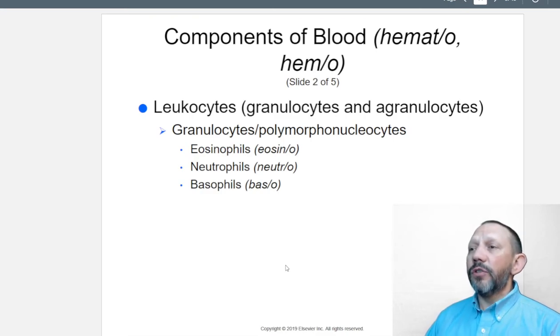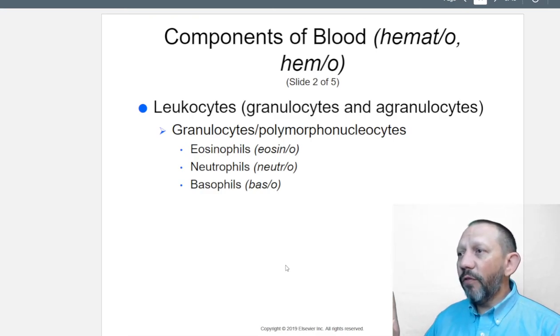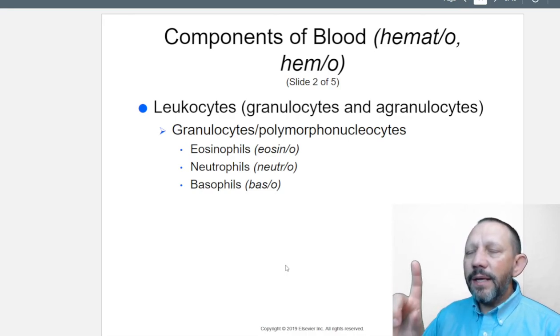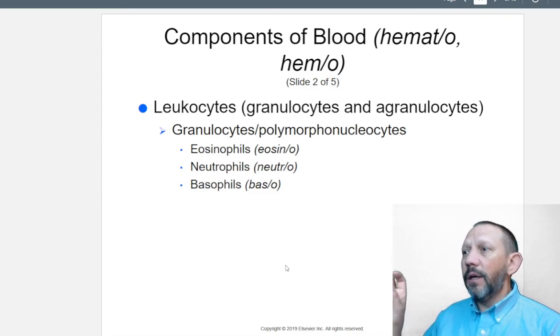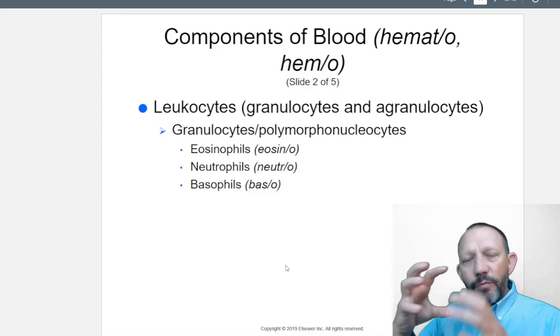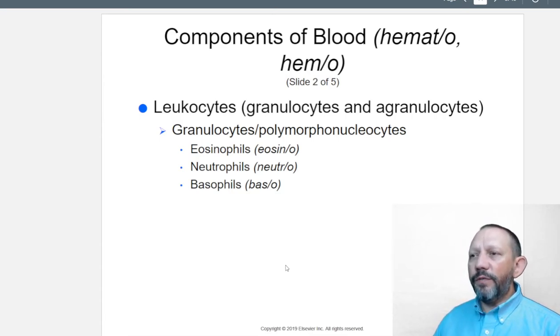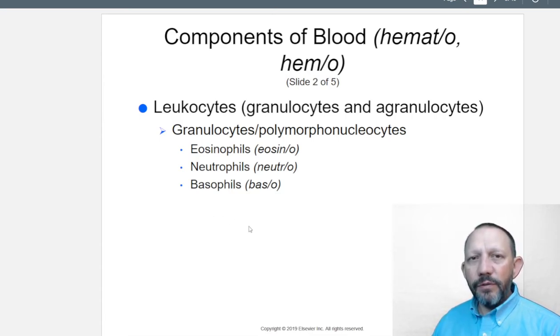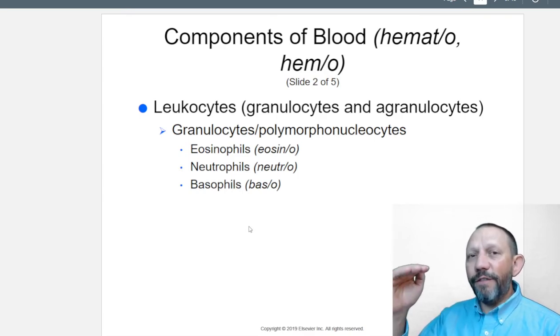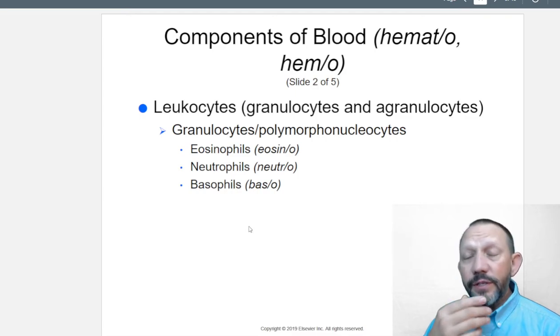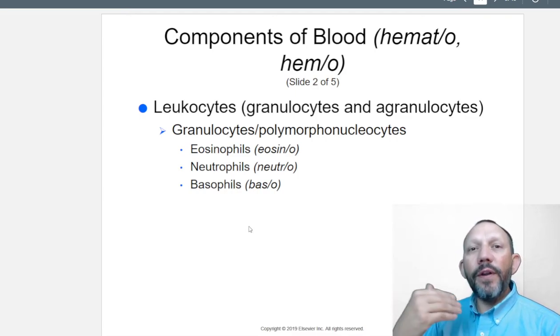That's it. So the granulocytes are also called polymorphonucleocytes. Polymorph means many shaped nuclei, so some of them will have lobed nuclei. We have eosinophils, neutrophils, and basophils. Each one of these has different functions. For example, eosinophils can help with allergies and also with foreign invaders.